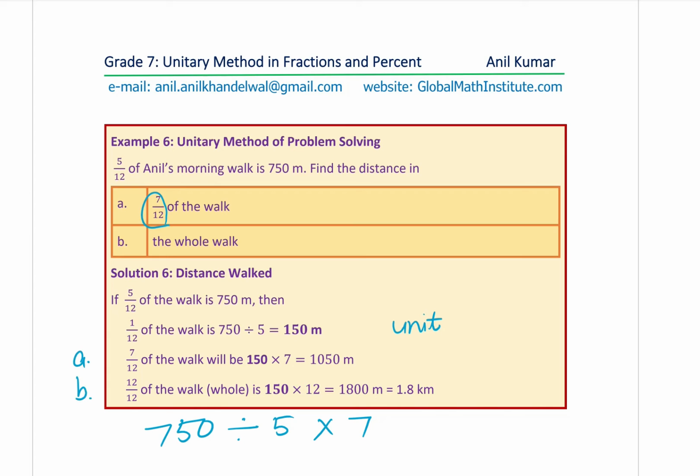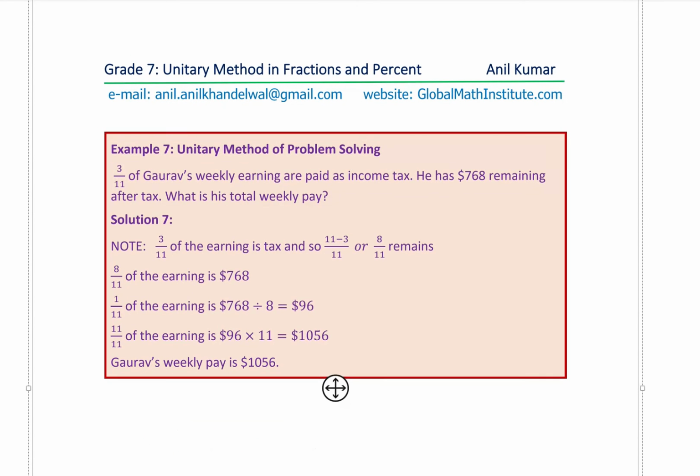And now for part B, which is whole. In this case, in the fraction of 12th, it will be 12 over 12, which will be one whole. So 12 over 12 of the walk, that is the whole walk, is 150 times 12, and that is 1800 meters or 1.8 kilometers. Now I think it is absolutely clear, right? Okay. Now here is a slightly tricky question based on fractions only.